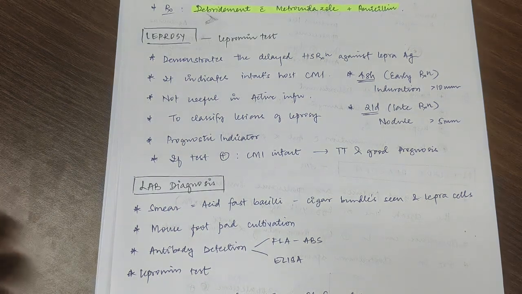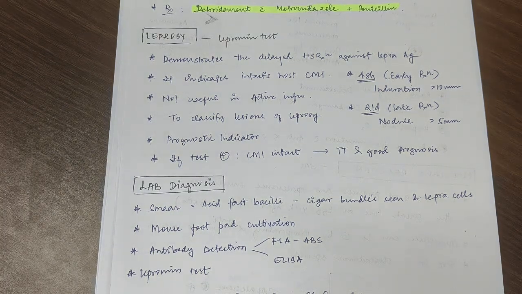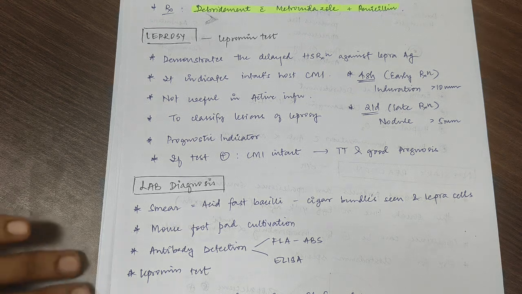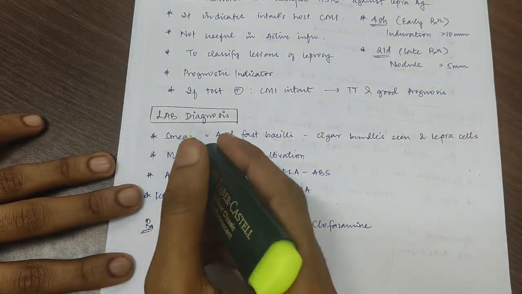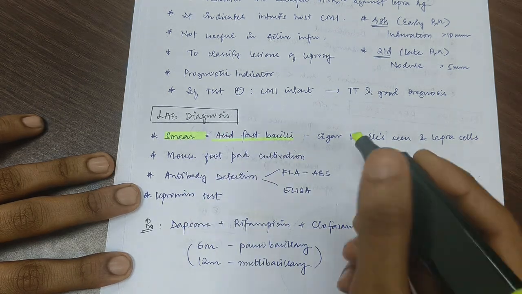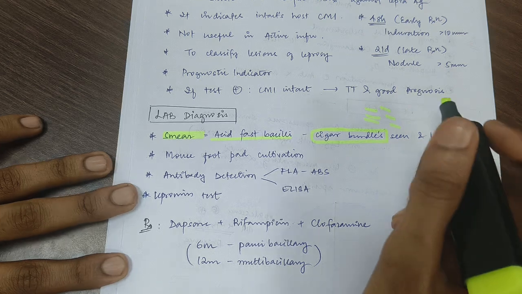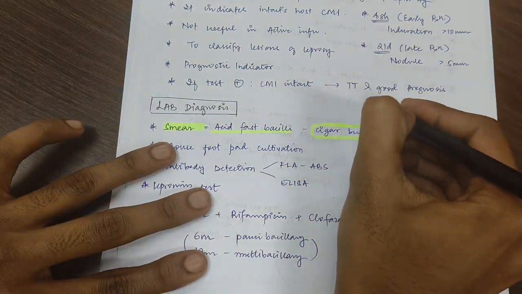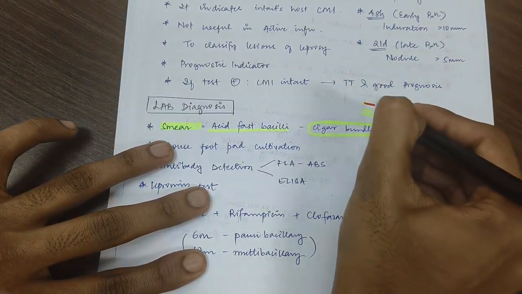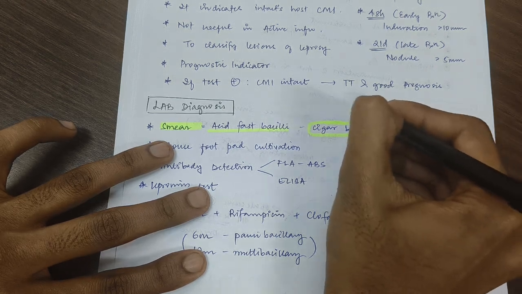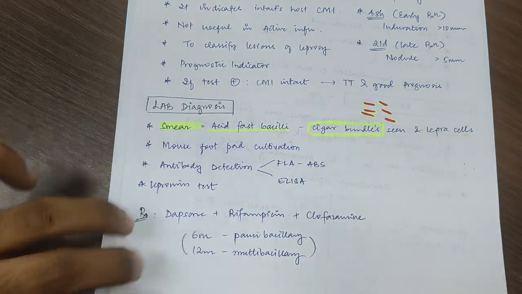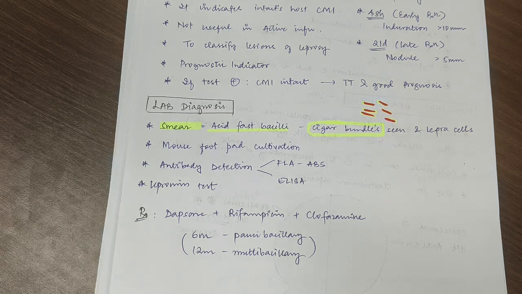Next is leprosy. I am not going to read leprosy in detail because it is a part of skin which will be mainly asked in your dermatology postings. So here we are going to concentrate on the diagnosis of leprosy. So in the lab diagnosis, first thing you are going to see is smear. You are going to see acid fast bacilli which are arranged in a cigar bundle, okay, like a cigar bundle. You are going to see the pink bacteria in a cigar bundle. That is what you are going to see.